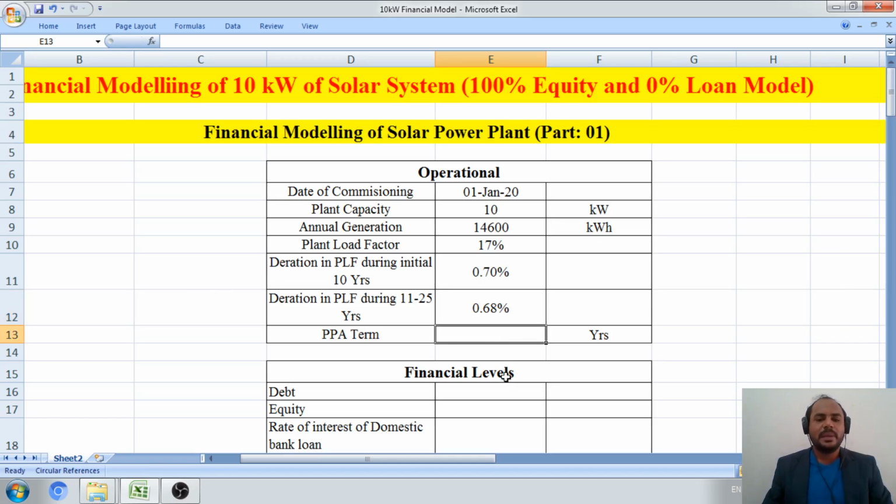Then the next parameter in the operational section is the PPA term, that is the power purchase agreement term, which we have to consider here.